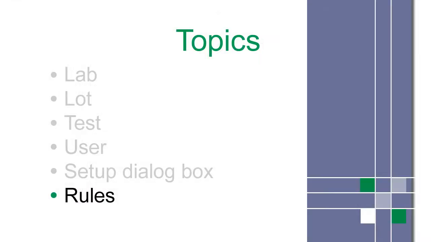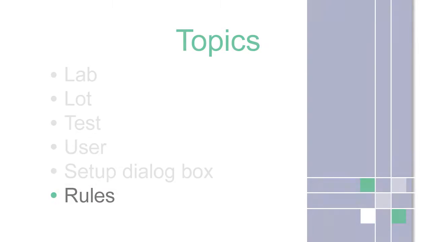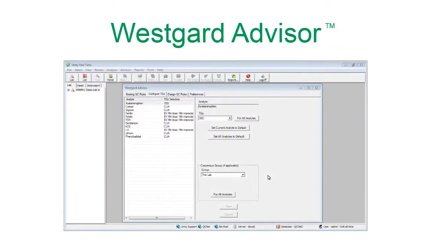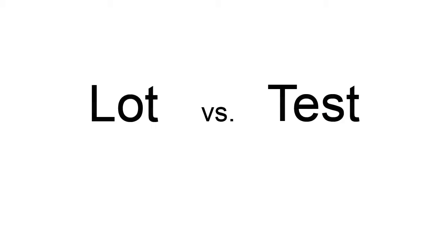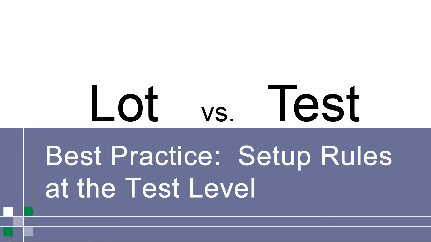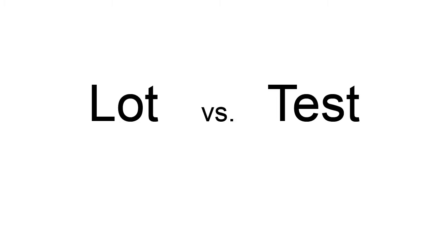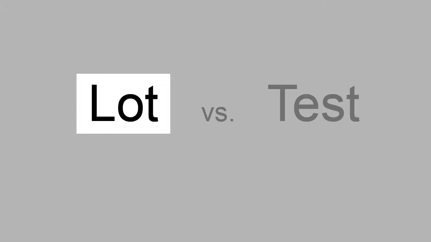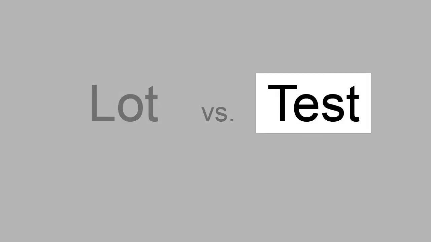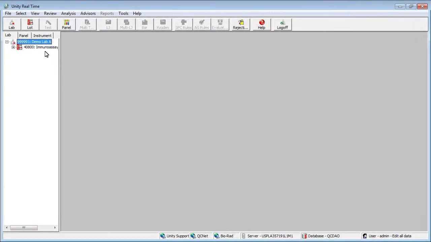You can use Unity Real Time to evaluate your data by setting up rules. We recommend using WestGuard Advisor, an optional module, to automatically recommend the best rules for each test based upon specified quality requirements. Rules can be set up at the lot or test level. Best practice recommends setting up rules at the test level. However, the most efficient way to set up rules is by lot, where you set up general rules for the entire lot of tests. Then, identify tests with rules that are slightly different and edit the rules at the test level. Select a lot. Then, click the SPC Rules button.